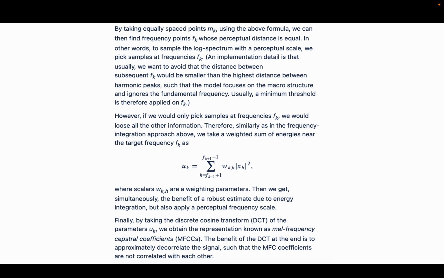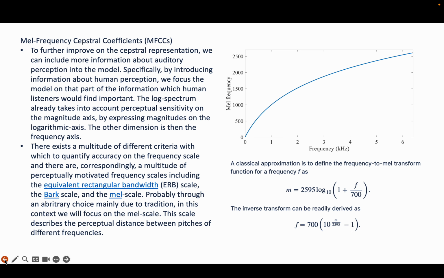In other words, to sample the log spectrum with a perceptual scale, you would pick samples at frequencies f sub k. So you start off with your MEL frequency, and you sample in the MEL frequency at equal intervals. So that's what your M sub k is. Those equal intervals do not correspond to equal intervals on the frequency scale.